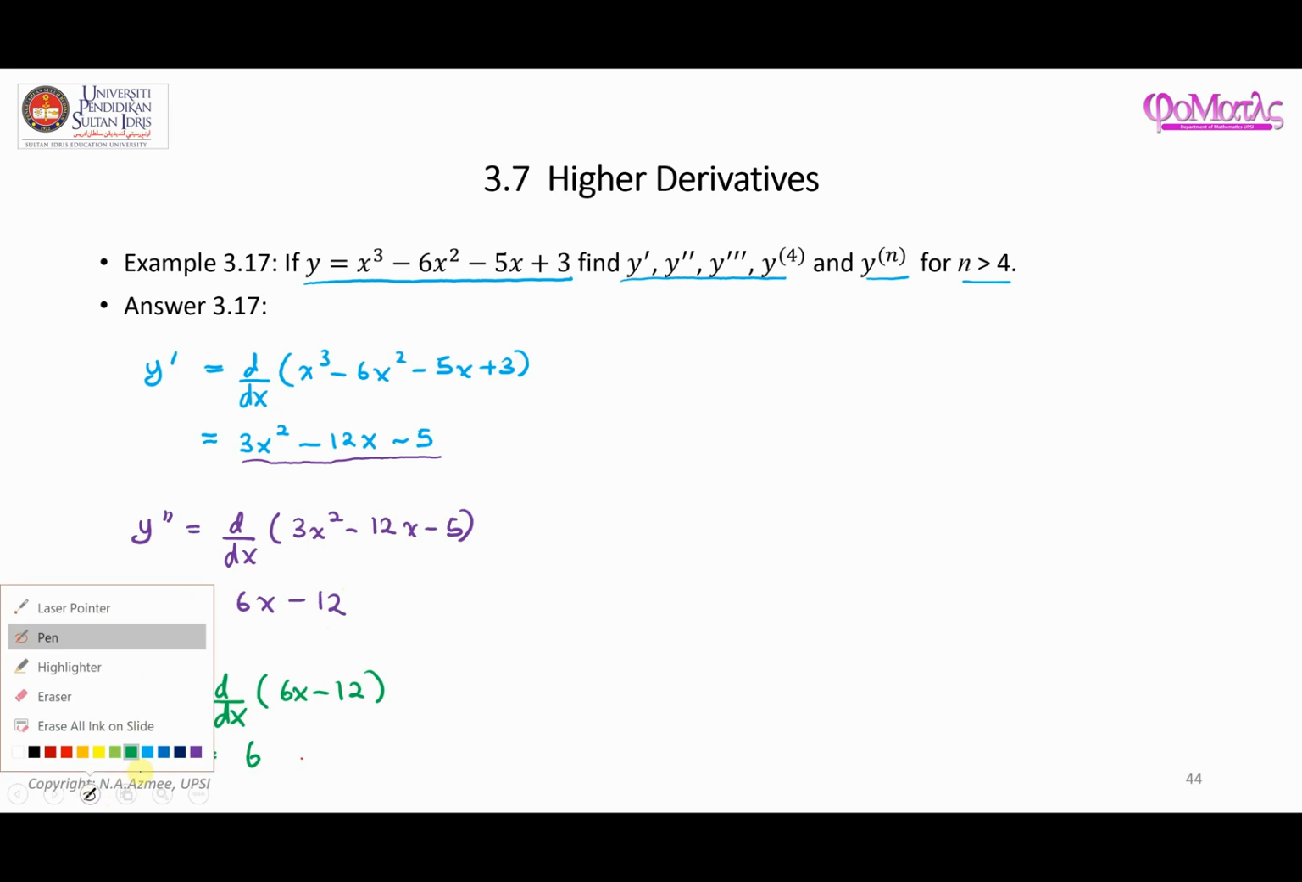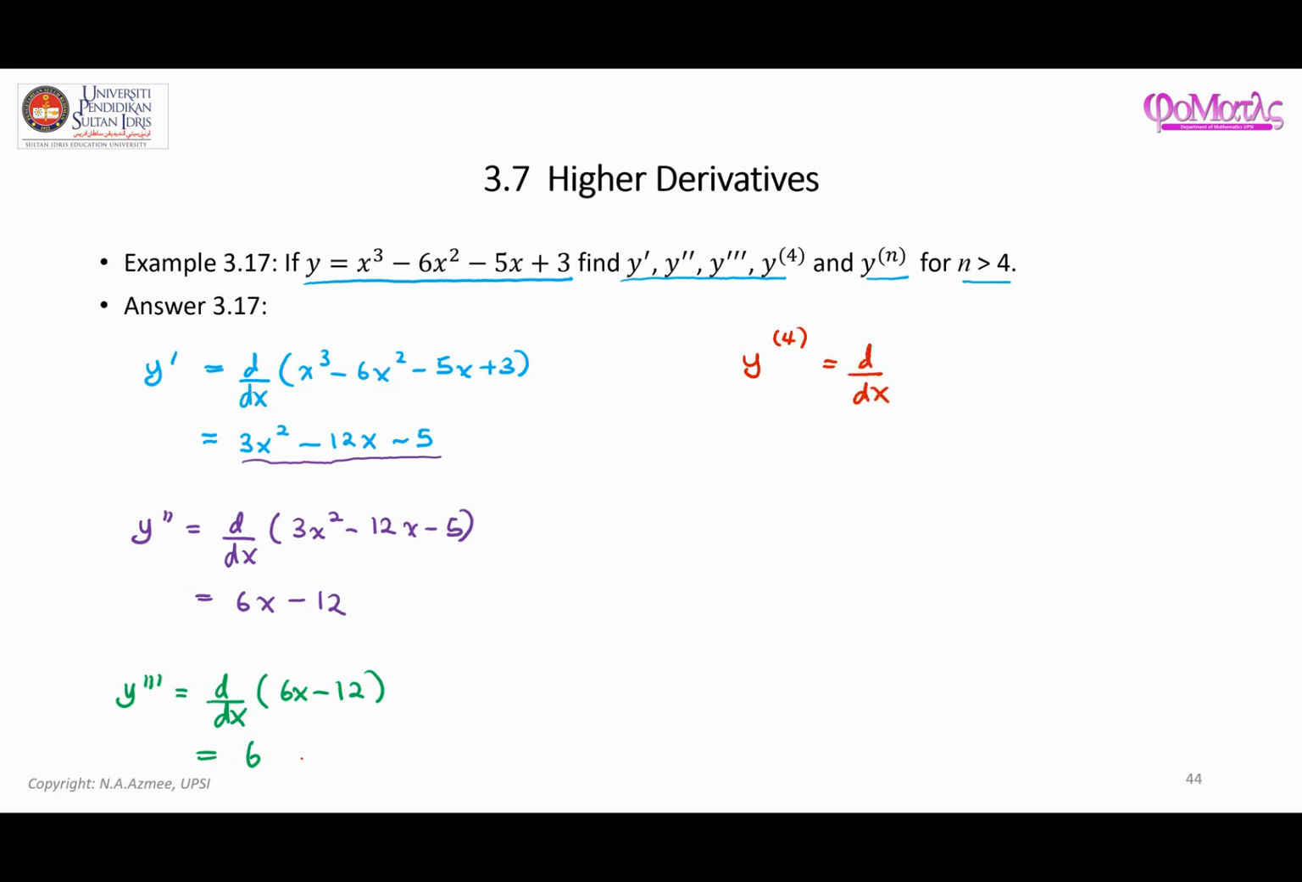Alright, now let's talk about the fourth derivative. The fourth derivative means we are going to differentiate the result of the third derivative, which is equal to 6, and the result here is going to be equal to 0. Since this is a constant, if you want to find the derivative for the next one, for example y5, the answer is also going to be 0 because this is a constant. And the sixth derivative is also going to be equal to 0.